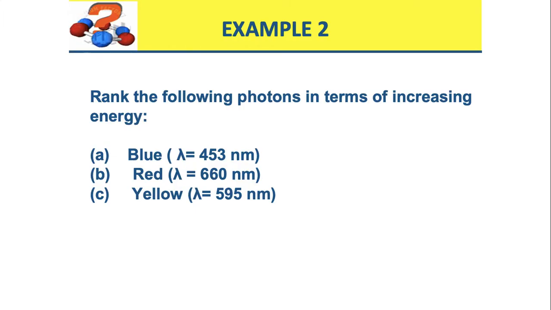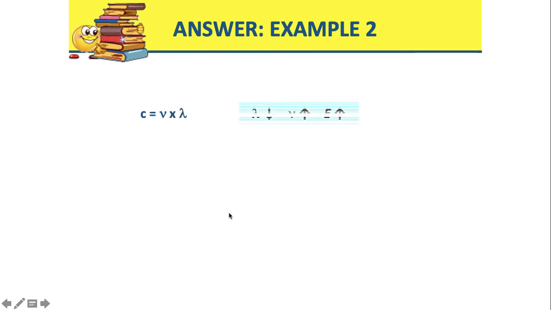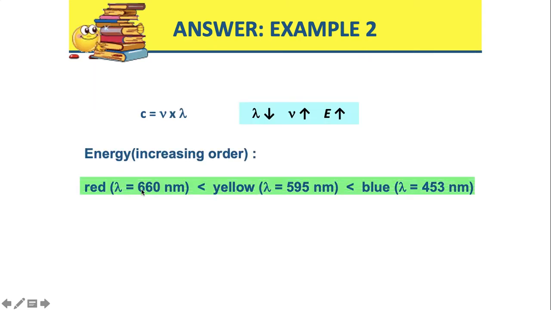Rank the following photons in terms of increasing energy. Increasing energy means decreasing wavelength. So you have to put them in order of decreasing wavelength. The first one is the highest wavelength, the red one, and then yellow, and then blue.